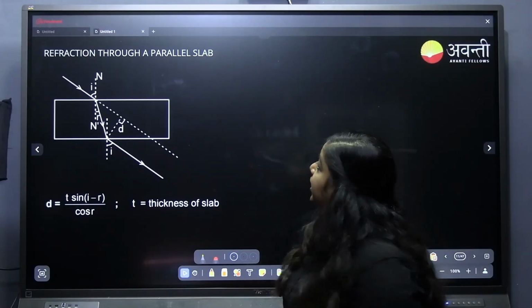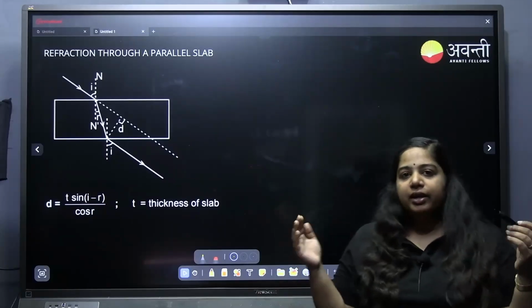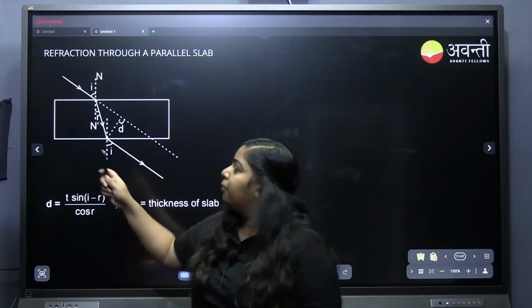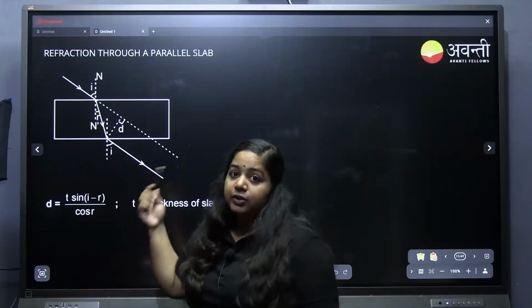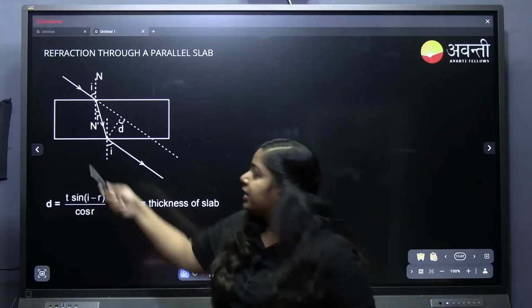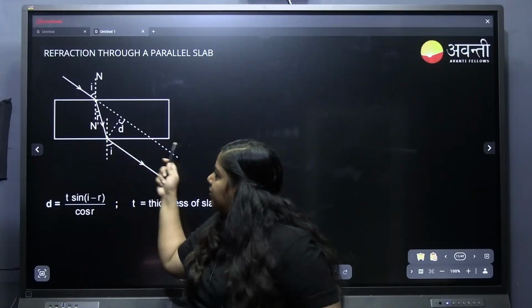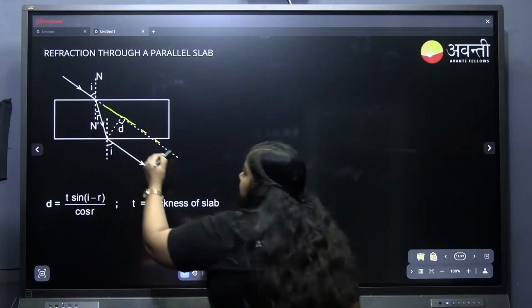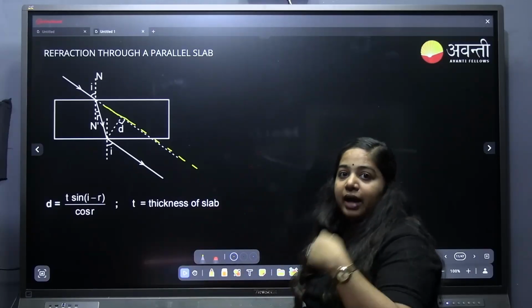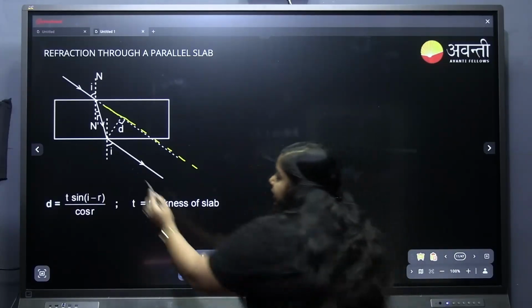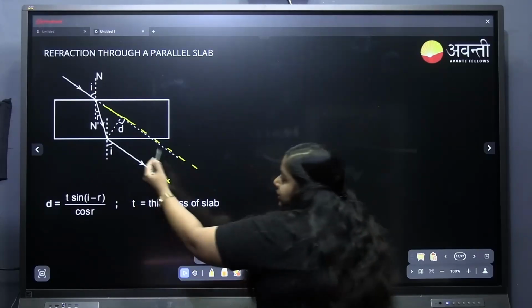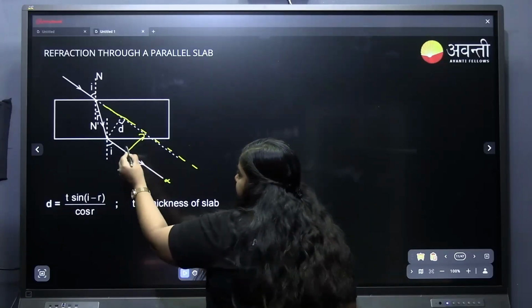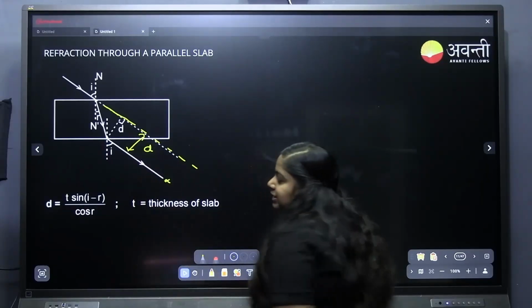Next one is refraction through a parallel slab. A parallel slab, a glass slab or any transparent slab, is kept, and refraction is happening through it. So refraction will happen at two faces. The first face is here, the second face is here, and it is seen that the initial path of the ray is this, but after two refractions it moves through this path, parallel to the initial path. So a perpendicular shift has happened, that distance is d.